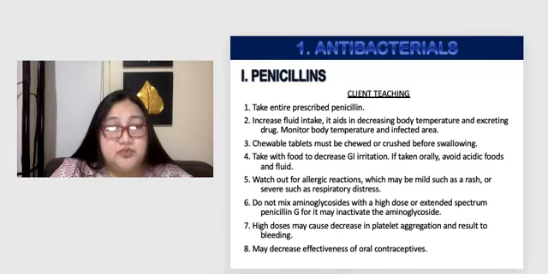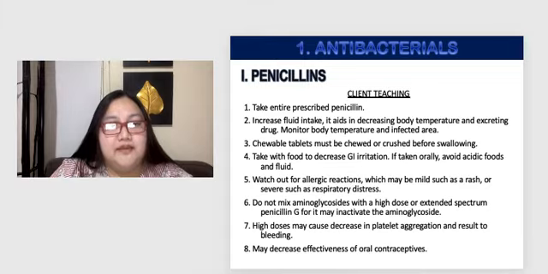Chewable tablets must be chewed or crushed before swallowing, so they are not enteric coated. Okay? Take with food to decrease GI irritation. So, lalo na pag merong GI upset. If taken orally, avoid acidic foods and fluid. Also, you have to watch out for allergic reactions, whether mild or severe. No, nabanggit na nga kanina na kapag may allergy sa penicillin, pwede ang macrolide. Most common is erythromycin. Do not mix it with aminoglycosides. No? And the high doses may also cause platelet aggregation.